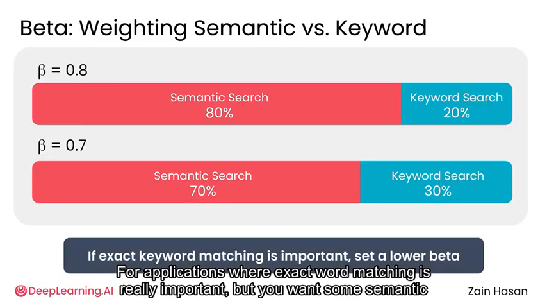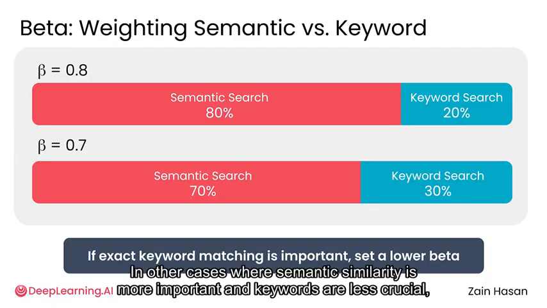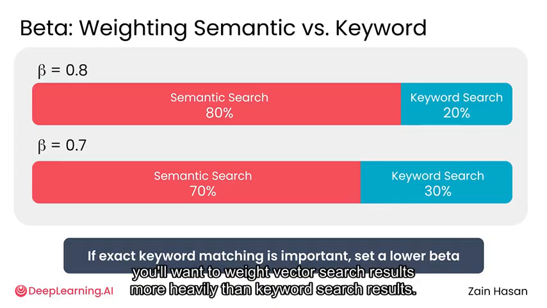For applications where exact word matching is really important, but you want some semantic similarity, you'll want to weight keyword search results more heavily than semantic search results. In other cases where semantic similarity is more important and keywords are less crucial, you'll want to weight vector search results more heavily than keyword search results.